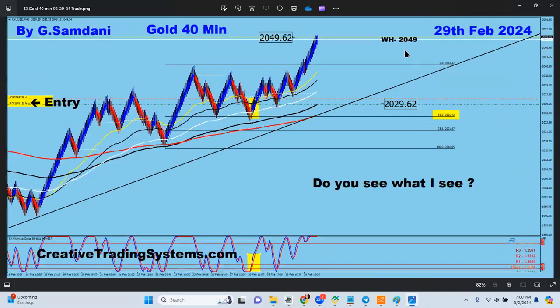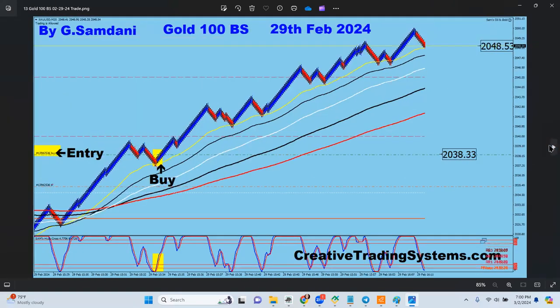This one, gold, you saw, I made the video about it. Anyway, this was my entry, and then the SL got hit at break even. Then the second entry here, on my weekly chart, I knew that it's going to go up towards 2080, right? But the first hurdle was 2049, which it reached here, and then I said, I'll close it. And then this is the second one.